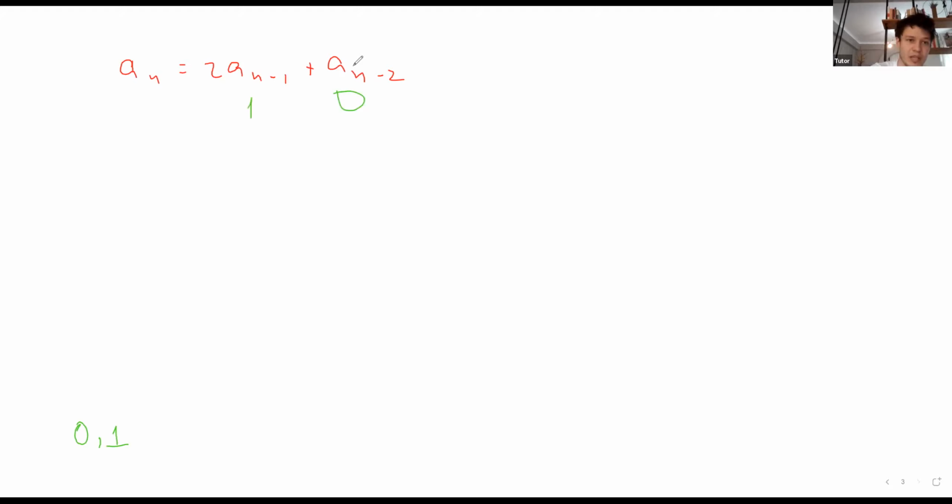Then what would happen if I start with 0, 1? Just plug in 0, plug in 1, you get 2. So the next term here is going to be 2, right? And then if I plug in 1 and 2, the next two terms, I get 4 plus 1, so the next number is 5 here, right?